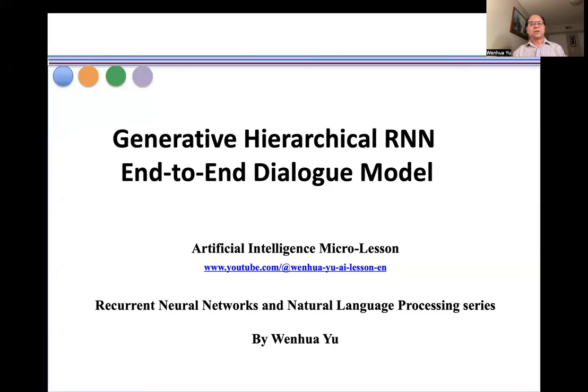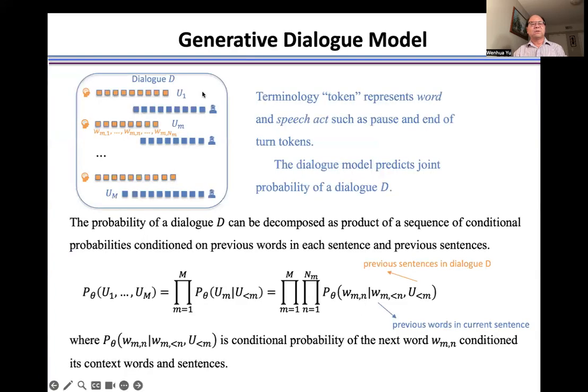In this video, I introduce the generative hierarchical RNN end-to-end dialog model. Suppose we have a dialog D that includes M sentences. Each sentence includes N_M words or tokens.